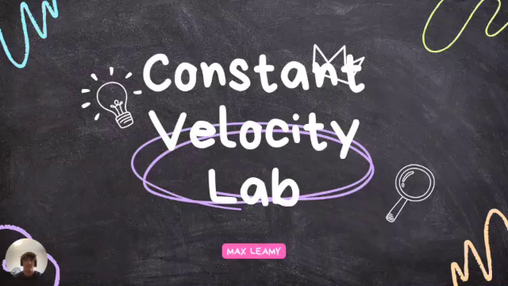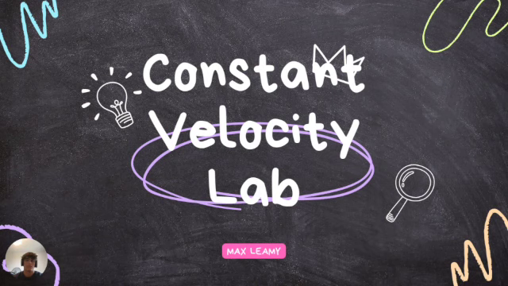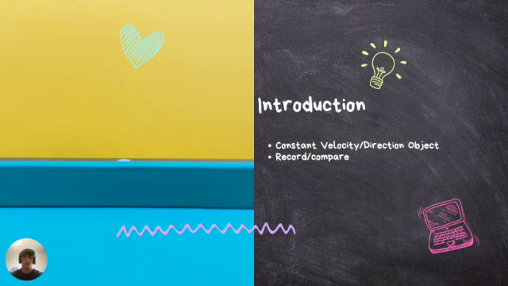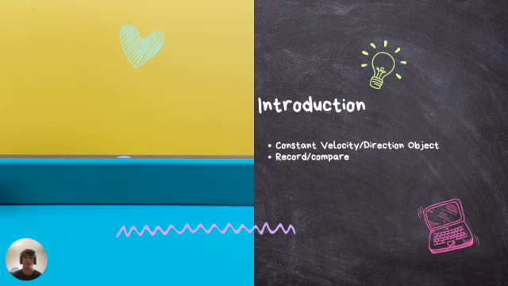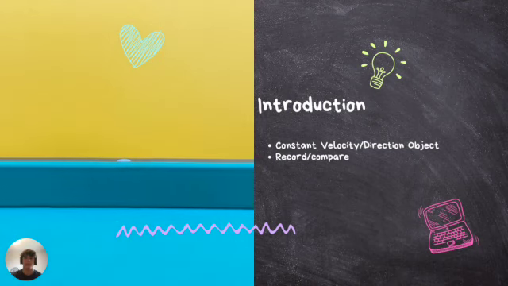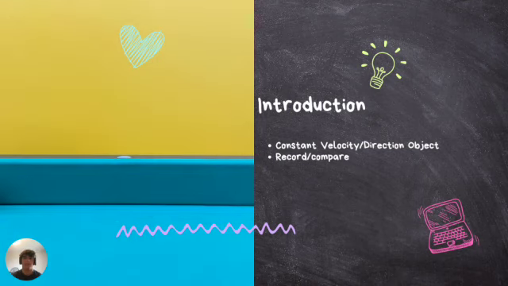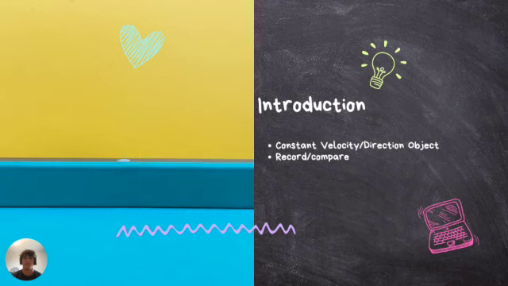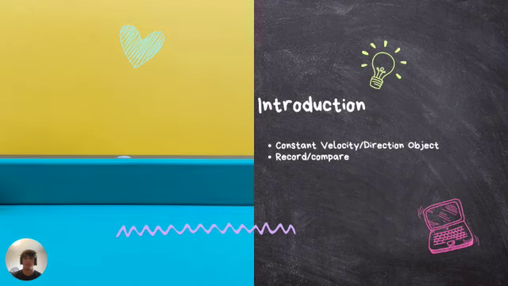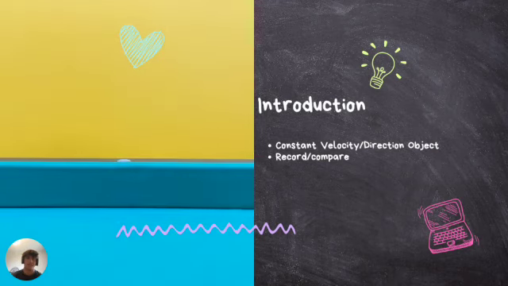Hi everyone, my name is Max Leamy, and today I'll be presenting the constant velocity lab, the first lab we completed. As an introduction, in this lab we recorded an object with constant velocity and direction, then tracked the displacement of the object and compared the results with a computer model representing perfectly constant velocity. And that was the video that I recorded.